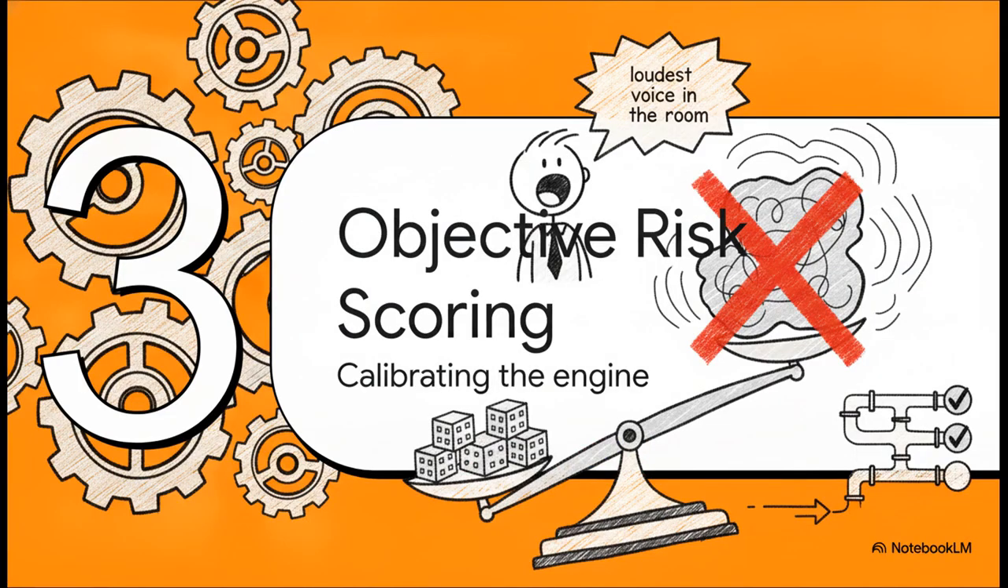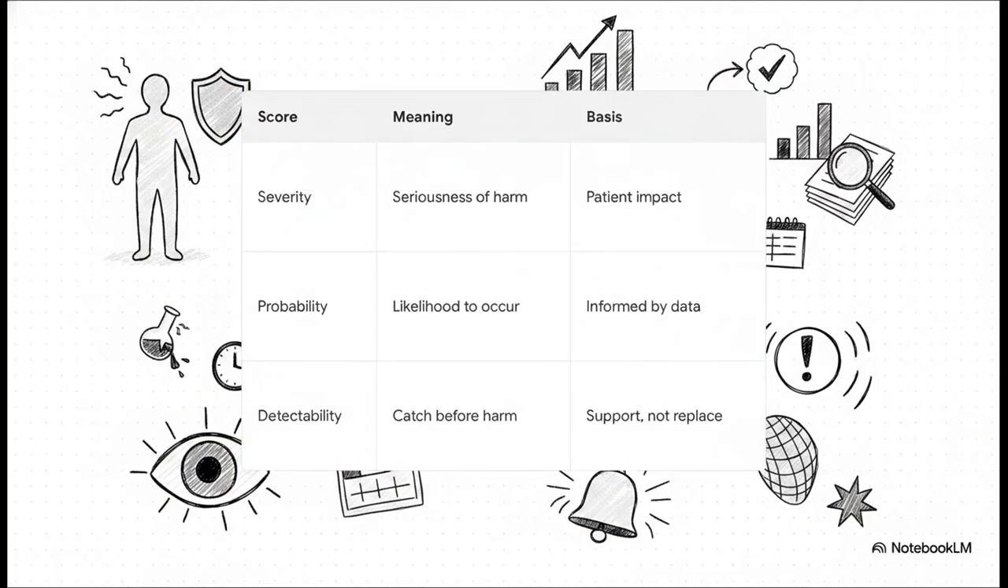Okay, Section 3, Objective Risk Scoring. This is all about calibrating the engine. We need to look at how we objectively score these risks, because if the input data is flawed, well, the output strategy is going to be flawed too. We absolutely have to avoid letting the loudest voice in the room dictate the scores based on gut feeling. So the crucial point here is grounding these scores in solid definitions and hard data.